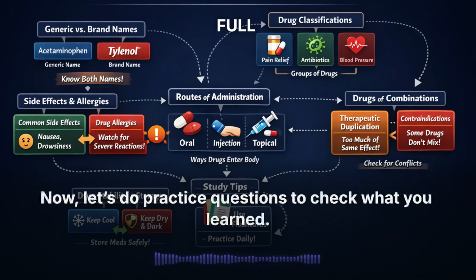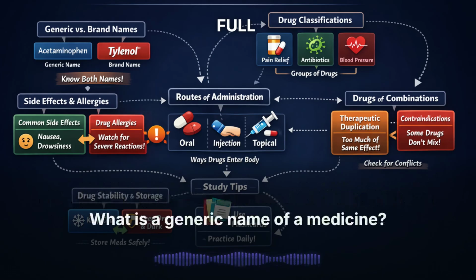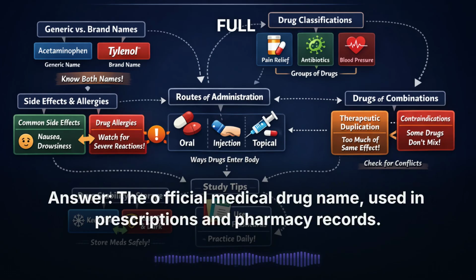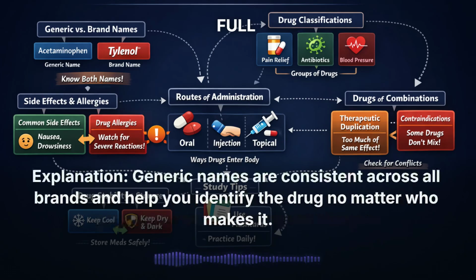Now, let's do practice questions to check what you learned. 1. What is a generic name of a medicine? The official medical drug name, used in prescriptions and pharmacy records. Generic names are consistent across all brands and help you identify the drug no matter who makes it.